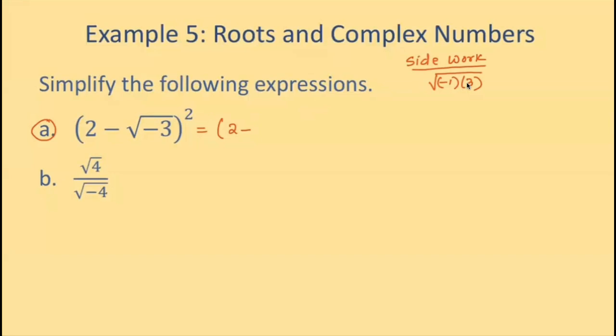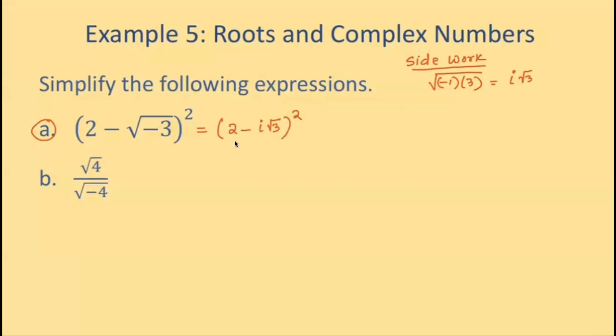Square root of 3 is not a perfect square. It's just square root of 3. But I know the square root of -1. What is the square root of -1? That's i, right? So that means this one they have written here, 2 minus square root of -3, square root of -3 is i root 3, okay? That is i root 3 and then quantity squared.